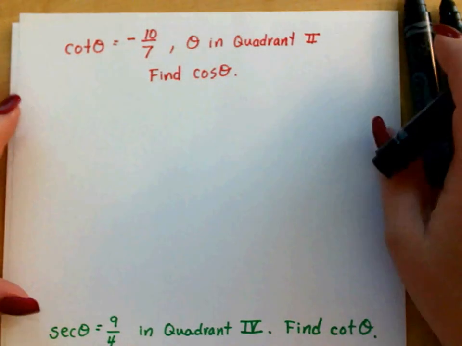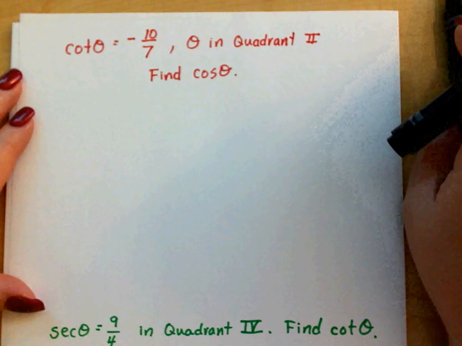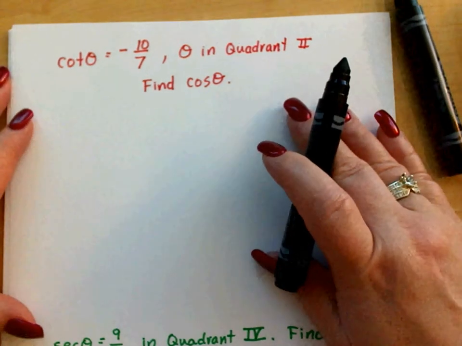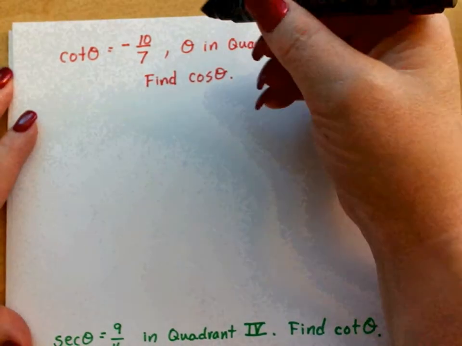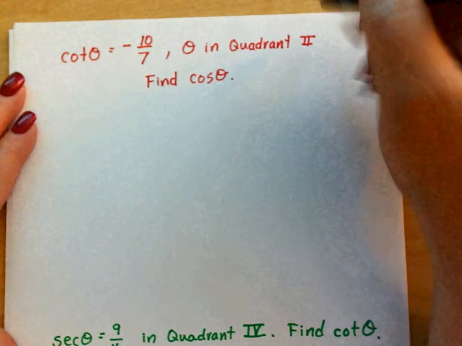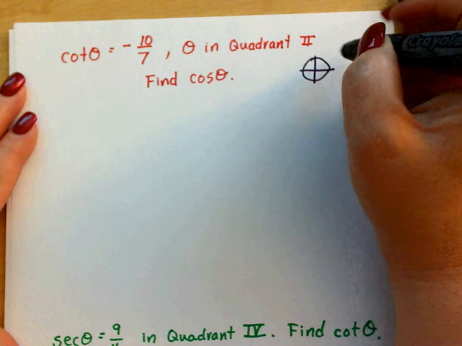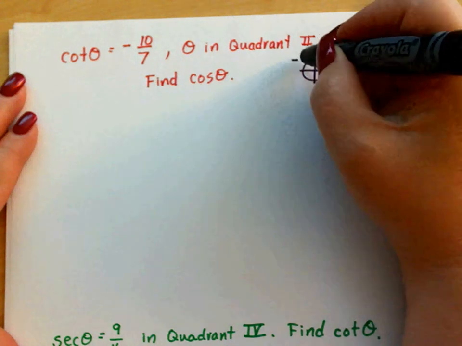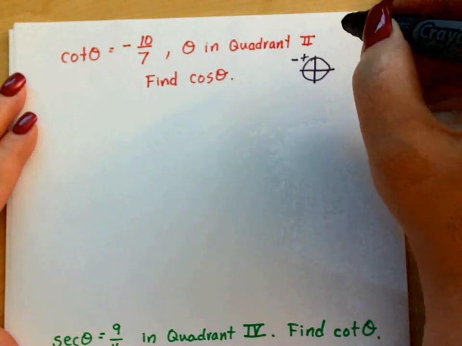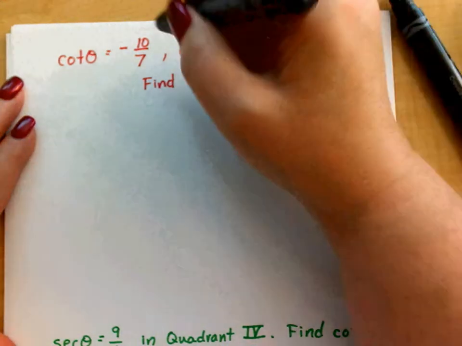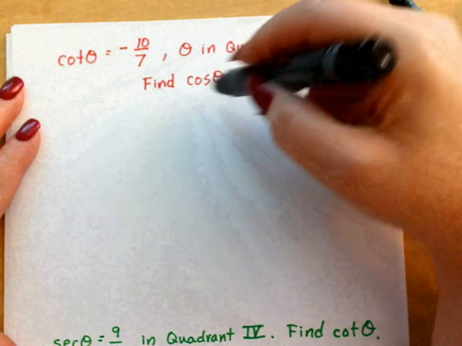Alright, I like to call these XYR problems. So the first little story we have here says the cotangent of theta is negative 10 over 7. Theta is in quadrant 2. So remember, if theta is in quadrant 2, that's over here where x's are negative and y's are positive. They asked me to find cosine of theta.